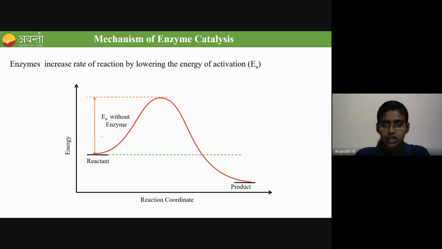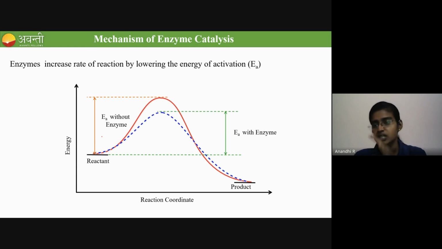And for a particular reaction, a reactant is taking this much activation energy, which you can see on the slide, without the use of enzyme, and it is getting converted to product. But with enzyme, if you are using some enzymes which are the biocatalyst, activation energy is reduced. So what happens? The reaction occurs very fast, right? The speed of the reaction is very fast.